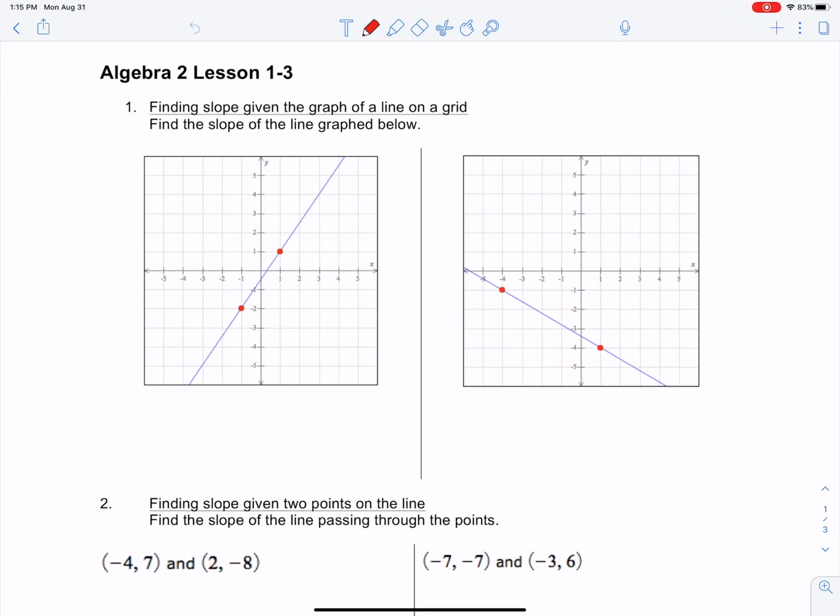Hi everyone, this is Algebra 2, Lesson 1-3, and we're going to be talking a lot about slope and graphing lines within this chapter, or should I say section.